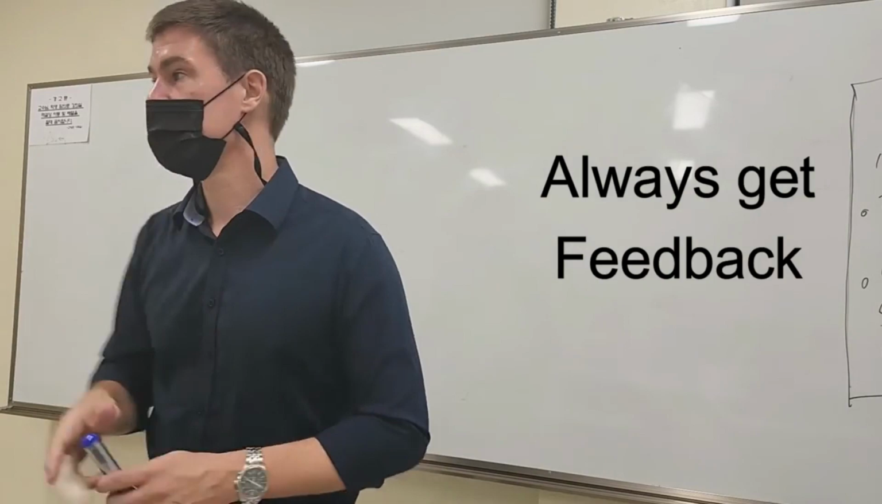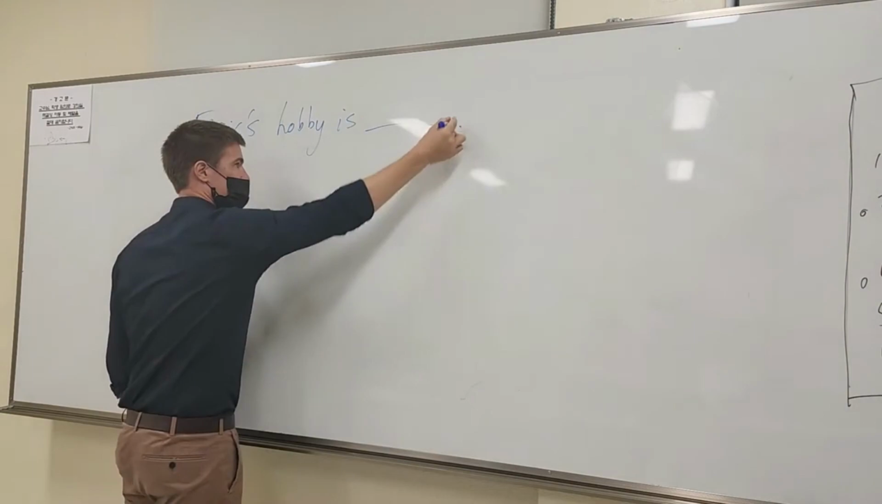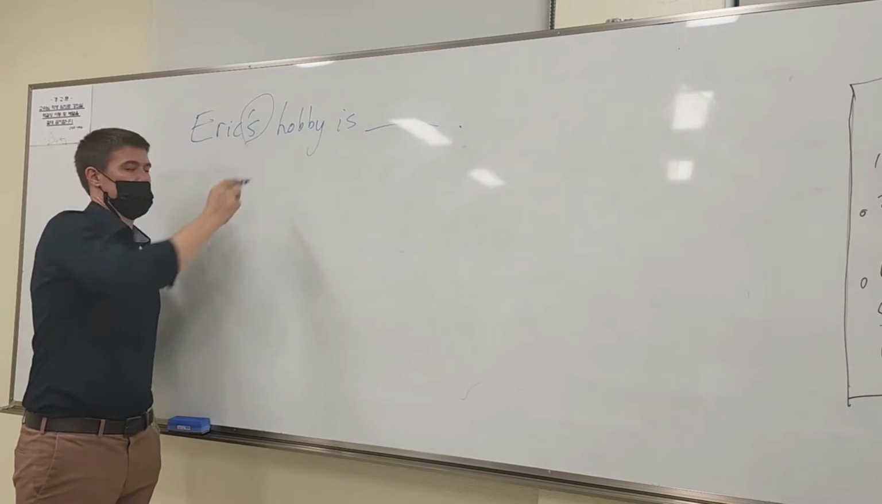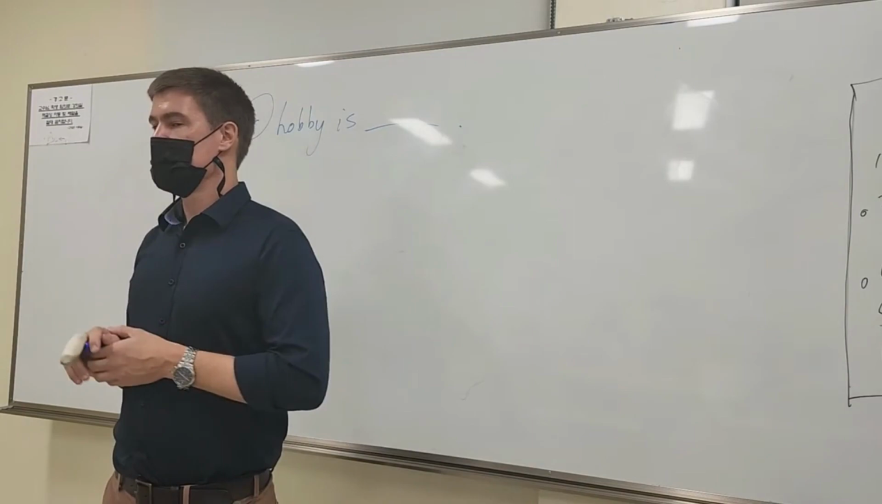So you can say Eric's hobby is, okay. Remember, this apostrophe S means that it belongs to someone. So you can say Eric's hobby is, Eric's favorite thing is. Okay. Let's see. Let's start this side.